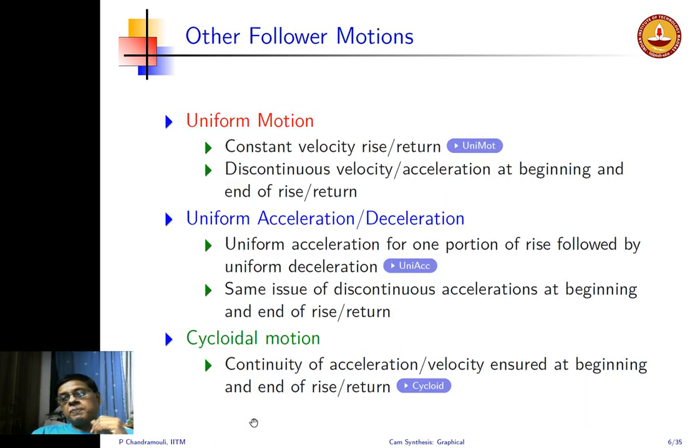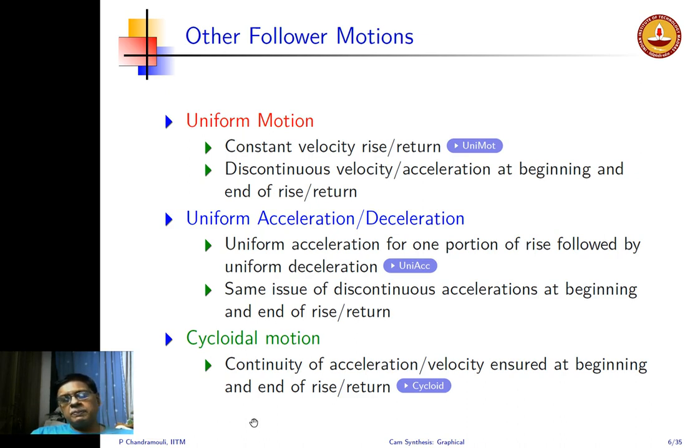Okay, I will stop at this particular point in this lecture. We have already seen that there are many forms of rise and return. Simple harmonic is what I started with. Then I briefly told you uniform motion, uniform acceleration and deceleration, cycloidal. Now, you could have a rise which is sinusoidal and a return which is cycloidal. You can combine in various ways. All of these are possible. Generally, we won't do that, but of course, you can mix and match as you please. So I will stop at this location.